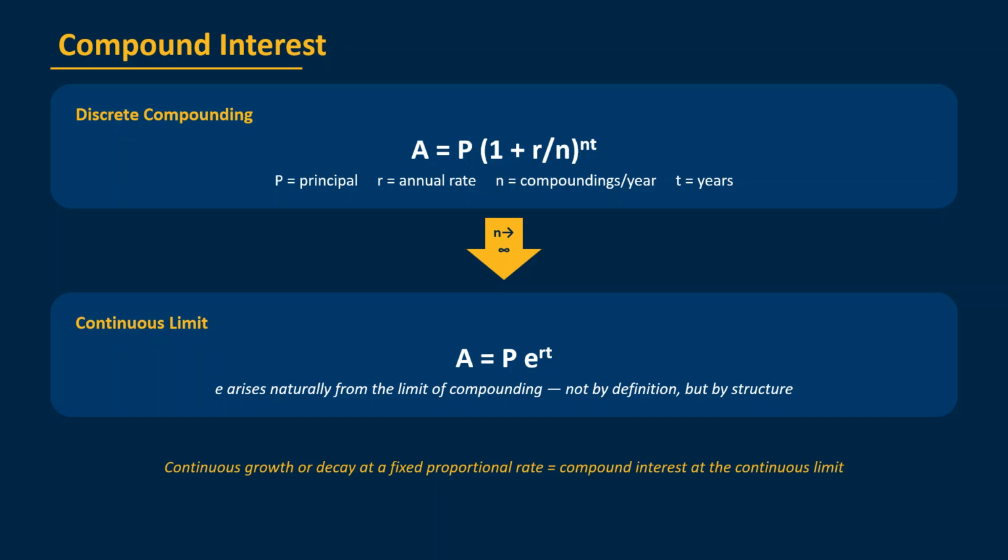Two errors are common in this context. First, substituting n equals 0 into the discrete formula is undefined, as the formula presupposes at least one compounding period per year. Second, students sometimes confuse the annual rate r with the per period rate. When n is greater than 1, the rate applied per period is r divided by n, not r itself.